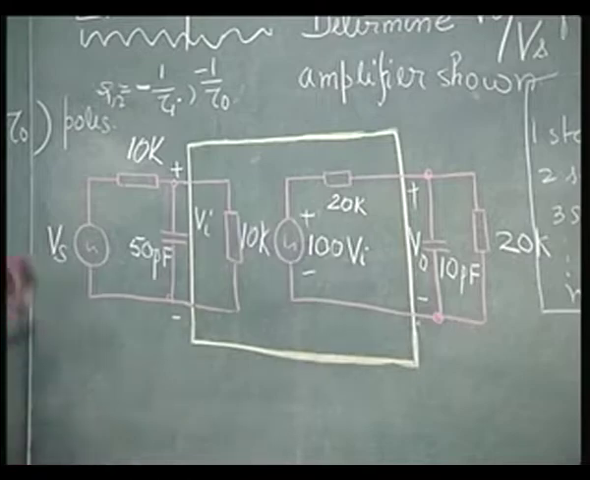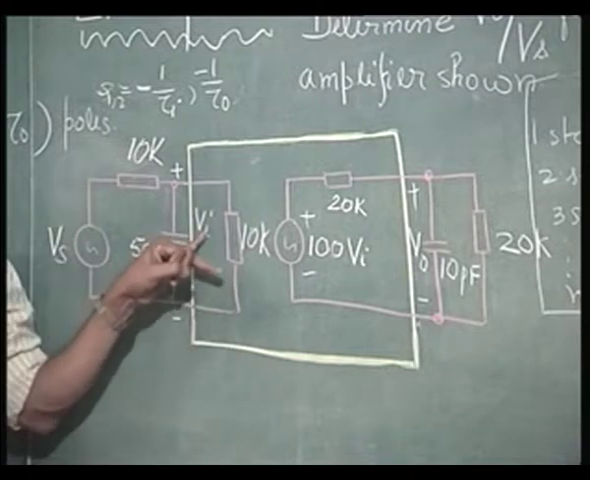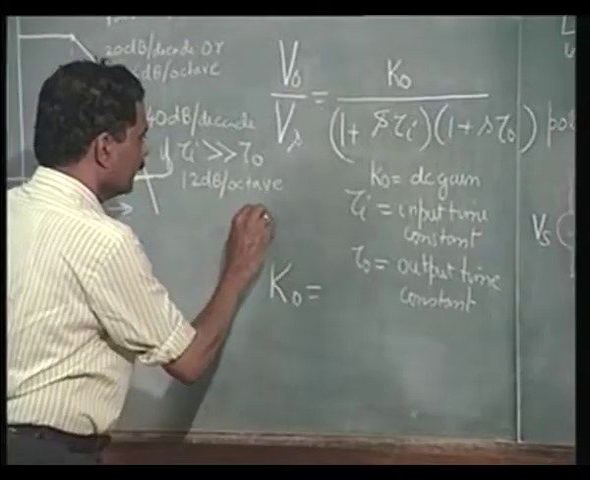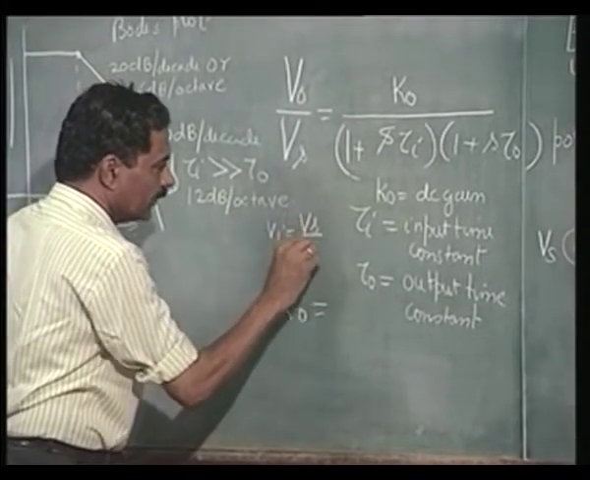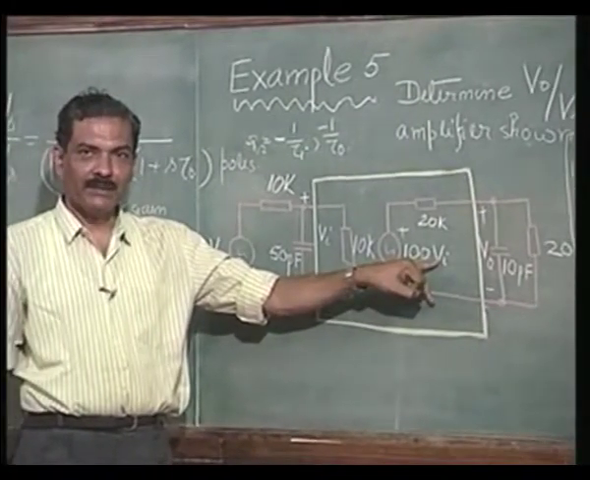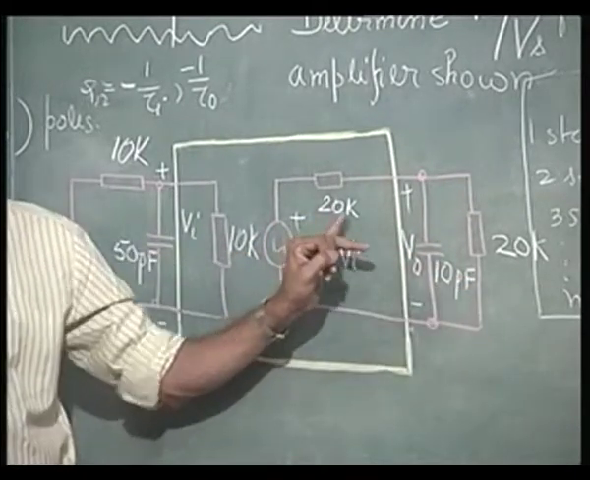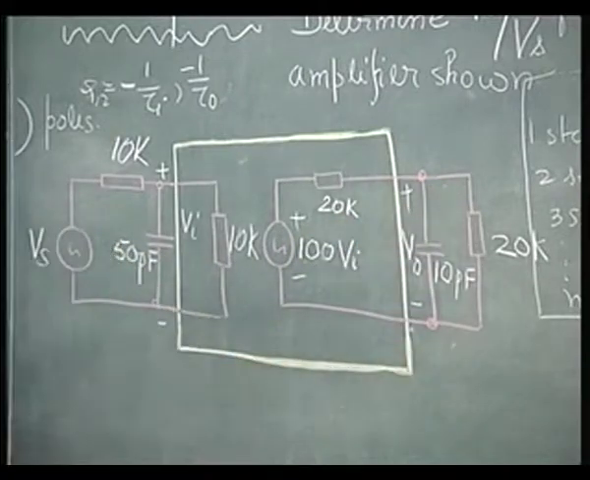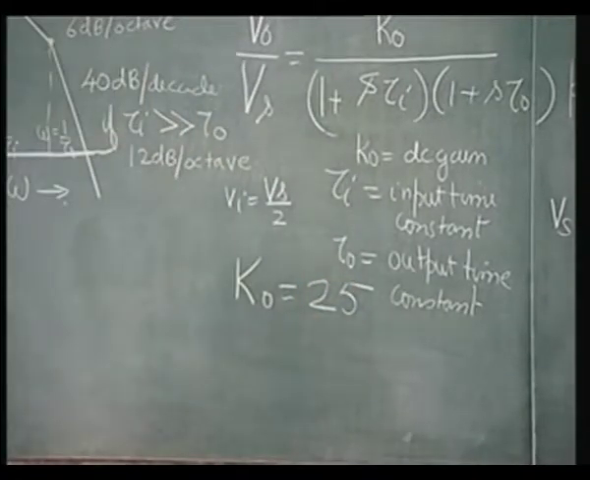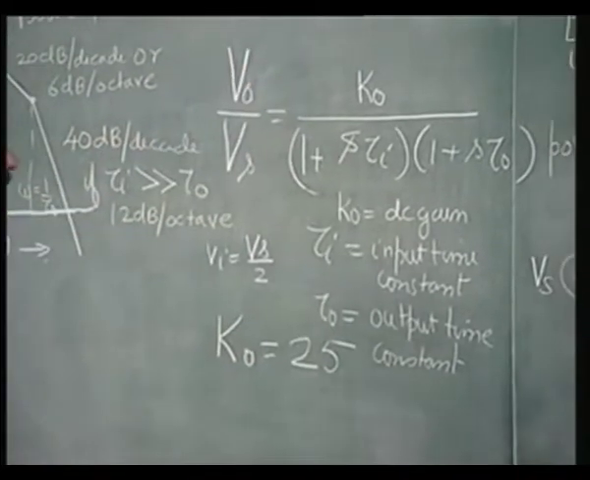Again, let us go through this. Vs is going to be halved and appears here as Vs by 2. So, Vi is equal to Vs by 2 for the example. So, 100 times Vi becomes 50 Vs. This 50 Vs is again divided equally between 20k, 20k, and appears as 25 Vs. So, K naught is equal to 25. So, just by observation we are now able to write down the value of K naught for this example.